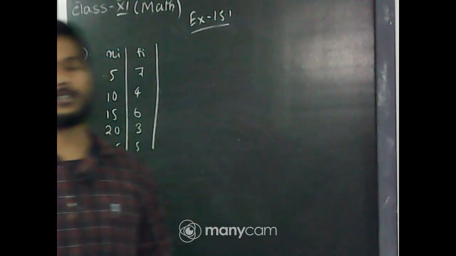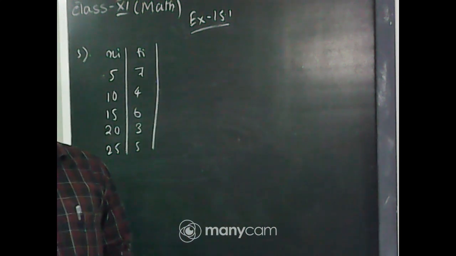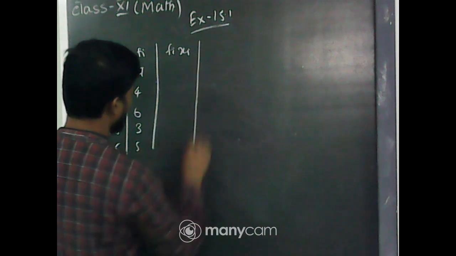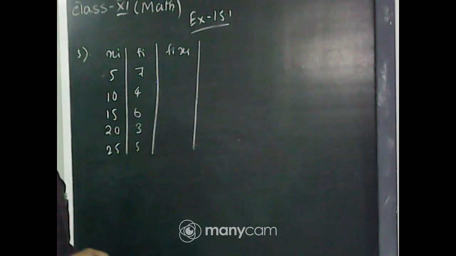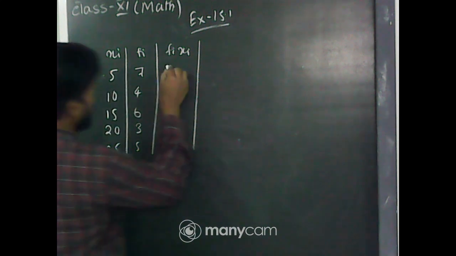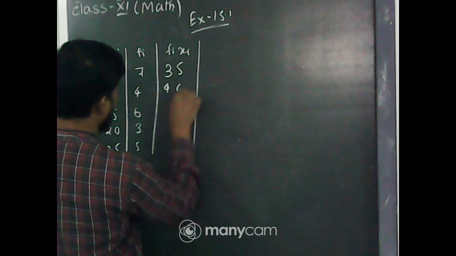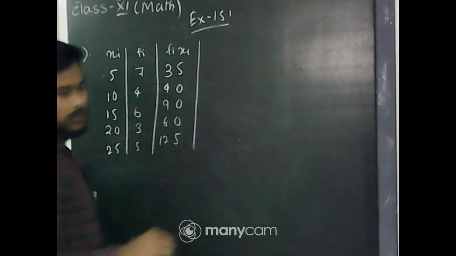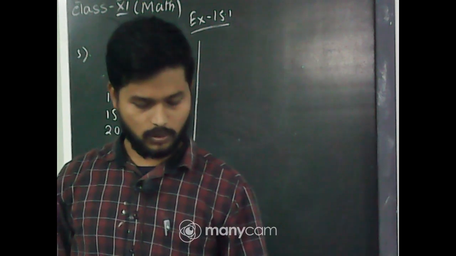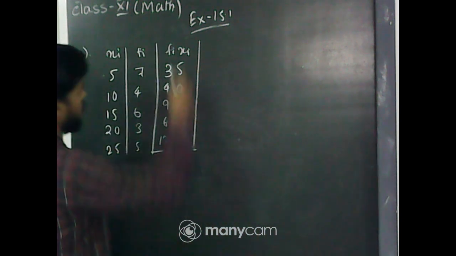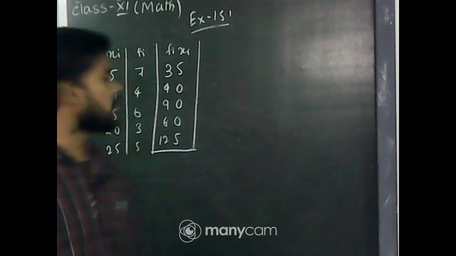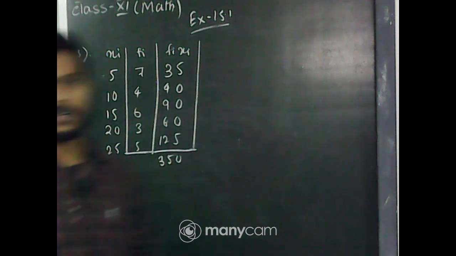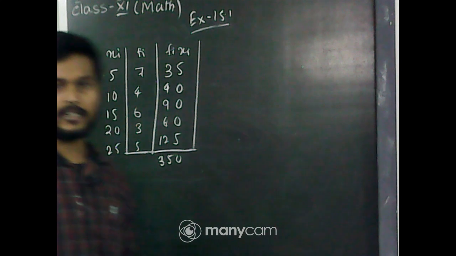So, what you have to do? We first have to find the mean of the given data, and we know how to find the mean. First we have to find this term: what is the value of fi xi? Just multiply the value of x with its corresponding frequency. So, 5 into 7 is equal to 35, then 40, then 90, then 60 and then 125. Whenever fi xi is known, add them. If you add all the values, the result is 350, and adding all the frequencies given here, we have the value 25.